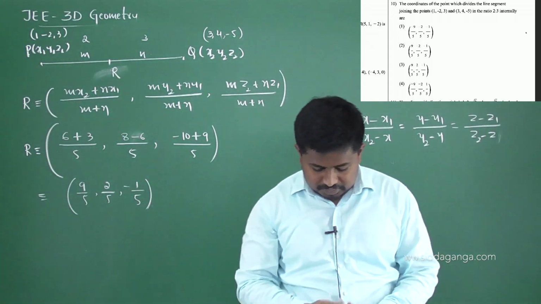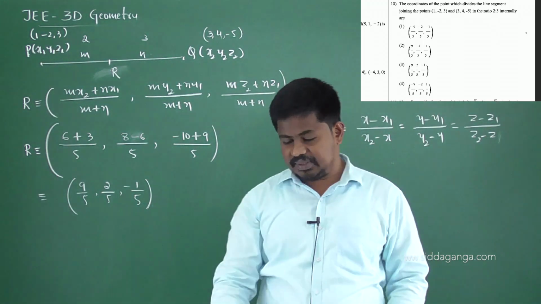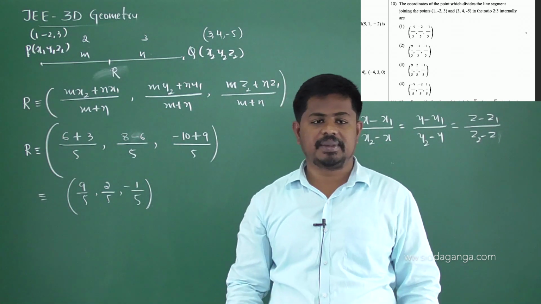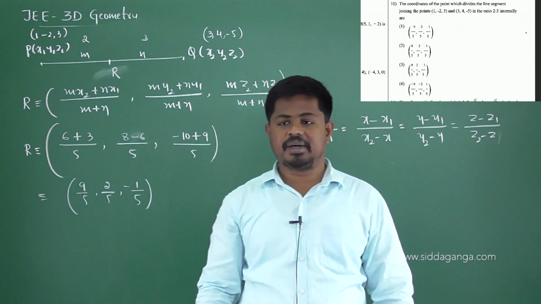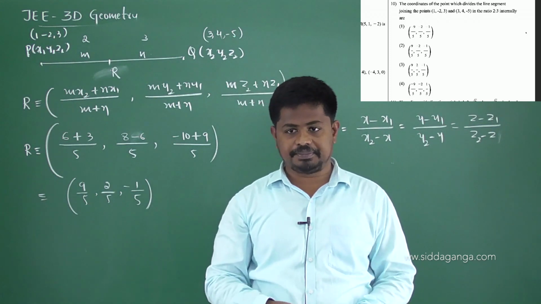That is option 3, I think. 9 by 5, 2 by 5, minus 1 by 5 is a point which divides the given line, I mean the line joining the points, internally in the ratio 2:3. So option 3 is the correct one.